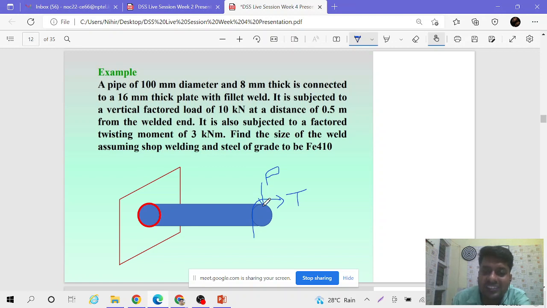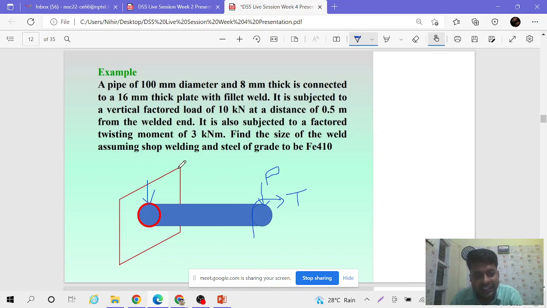So because of this P load, what will happen to this weld? Please share your thoughts. The direct load will come into picture and will act as a direct shear stress. Because of this load, direct shear stress will act here. It will act in the vertically downward direction. Is it okay?